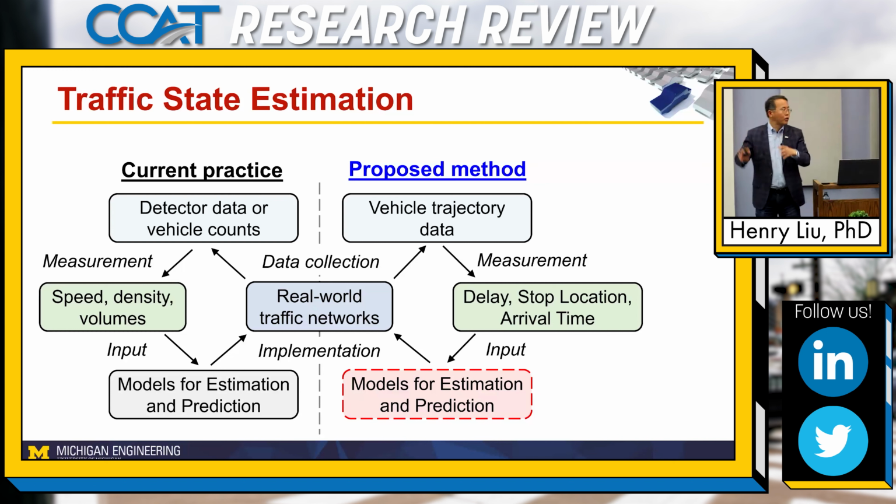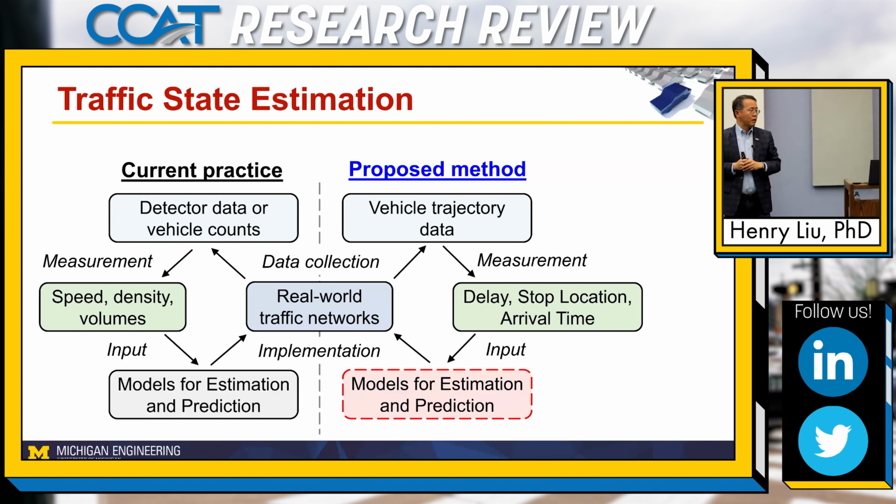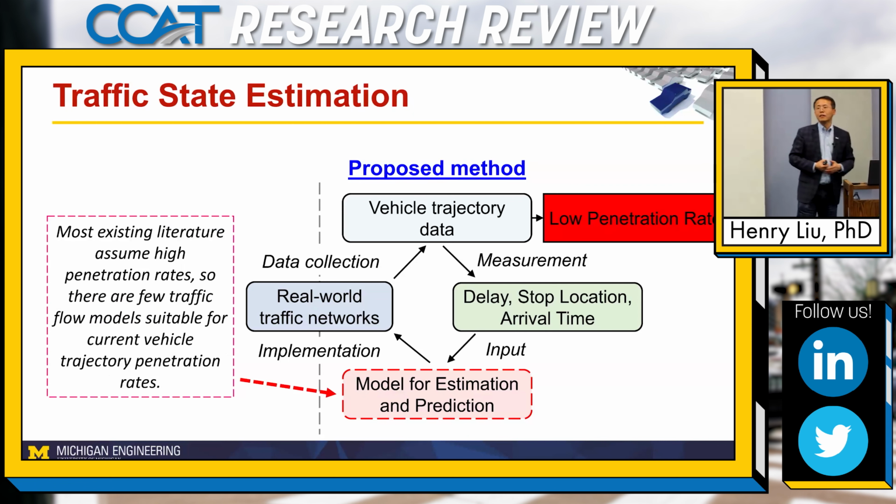So in our new paradigm, we rely upon vehicle trajectory data that is on the cloud. It's not collected by the traffic agencies, but we can utilize that data to help traffic management agencies optimize their traffic signals. The difficulty is that we only have a few percent of vehicles. We do not have a lot. We want to leverage this few percent to do a better job of managing traffic signals.